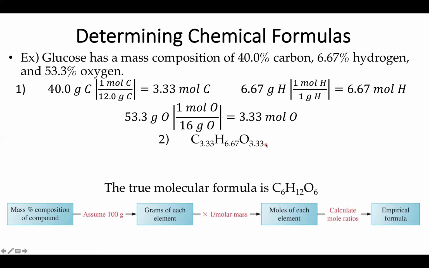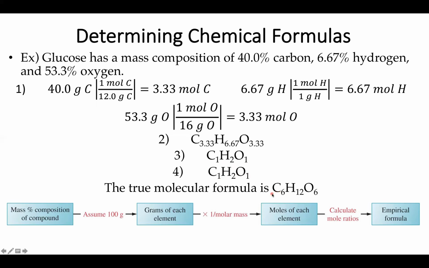Well, this isn't very pretty, so we're going to divide all of these numbers by the smallest one. In this case, 3.33 is our smallest number, even though it's shared by two different elements. So I'll divide everybody by 3.33, and we end up with C1, H2, O1. Note that this is actually the same empirical formula as both formaldehyde and acetic acid. Wow, this is a really common one. And you'll find it's very common in a lot of biologically produced molecules. Now, all of these numbers are whole numbers, so we don't need to multiply. And we do have an empirical formula of CH2O.